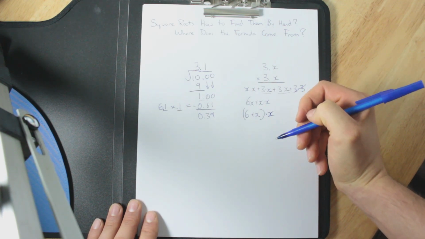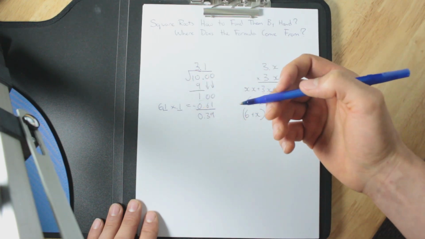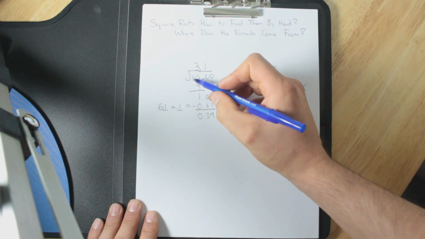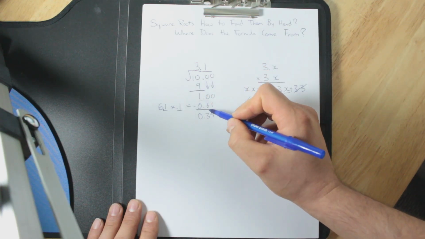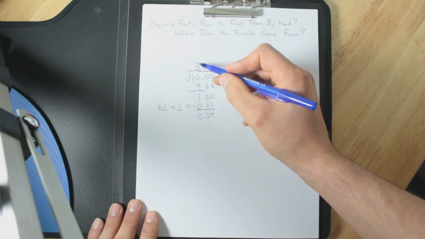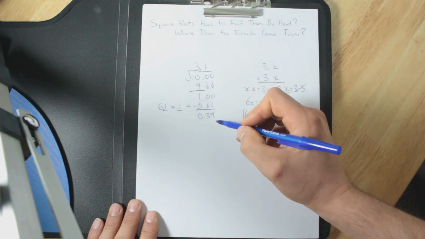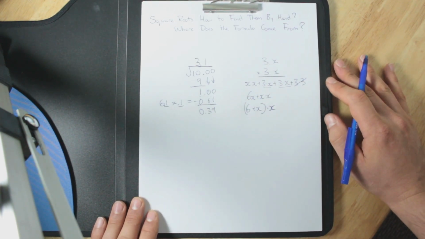And if we were to just do 3.1 times 3.1, we would get a number that if we subtracted it from 10, we would get 0.39. This is the leftover number that 3.1 does not cover out of 10. So 0.39 is still missing. So we're going to try and make it more accurate.